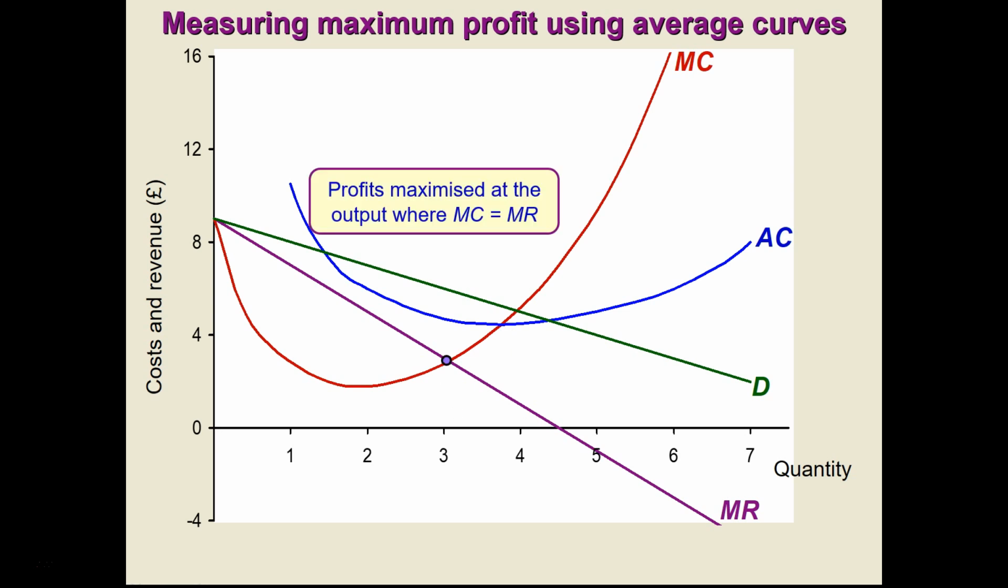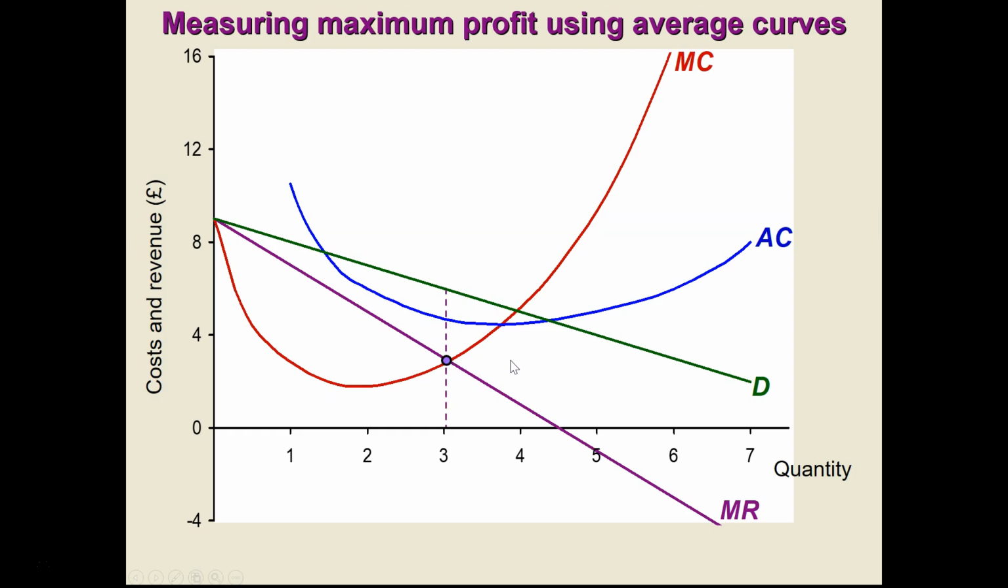Next. As we know, we need to produce at this particular point. This is the level of output where marginal revenue, the purple curve, crosses marginal cost, the red curve. So we will need to produce 3 units of output. This is our desired level of output.